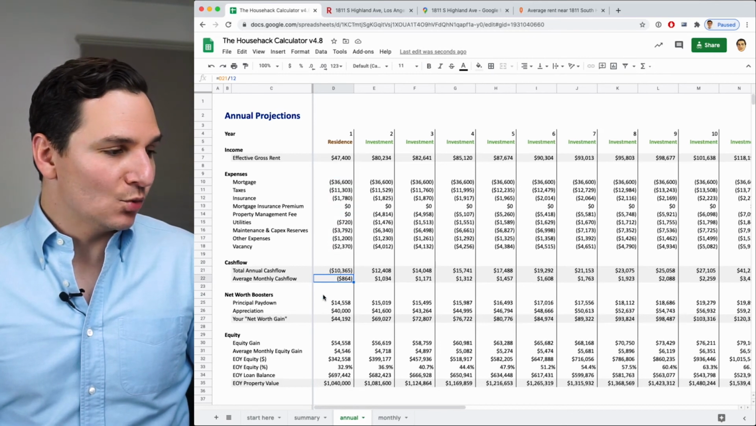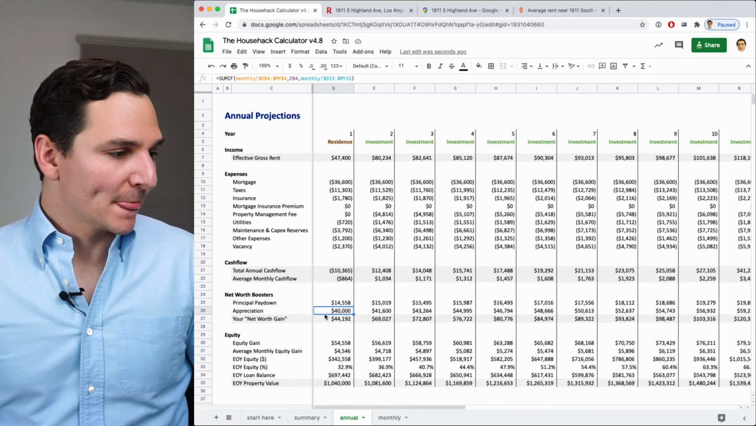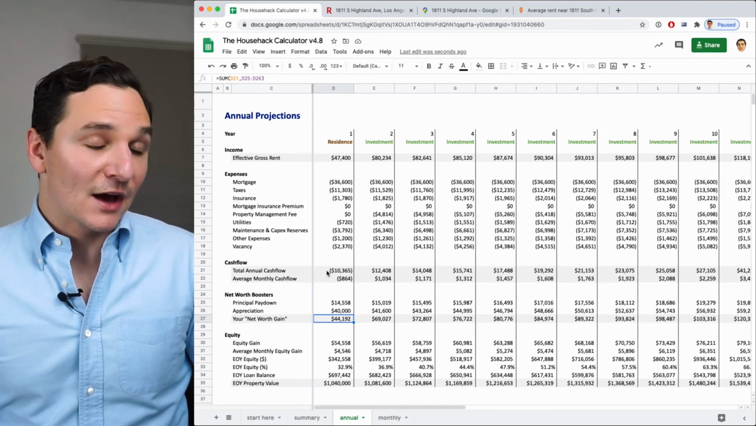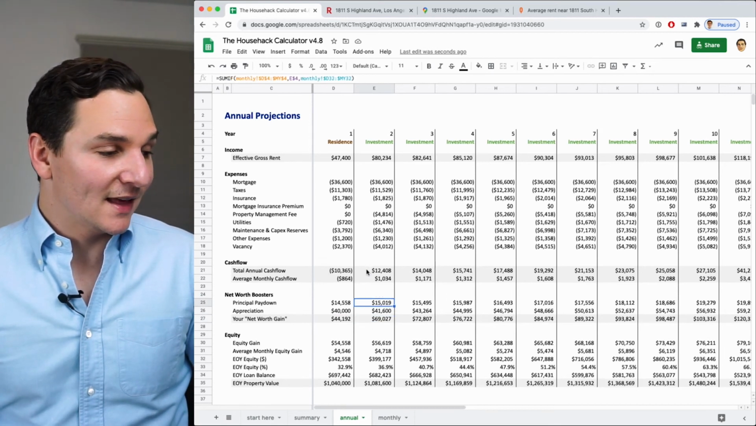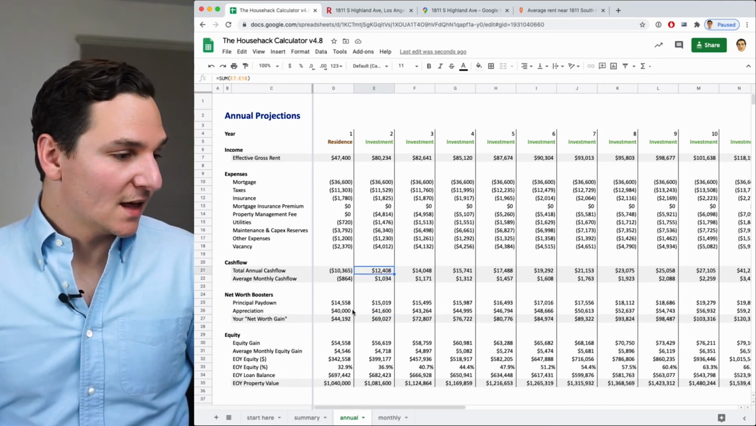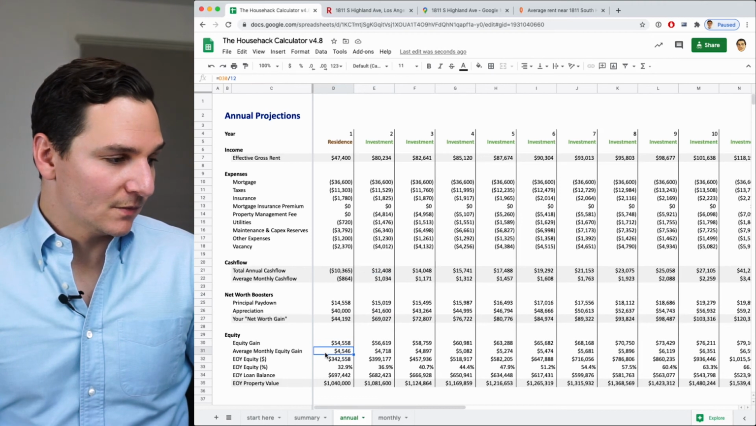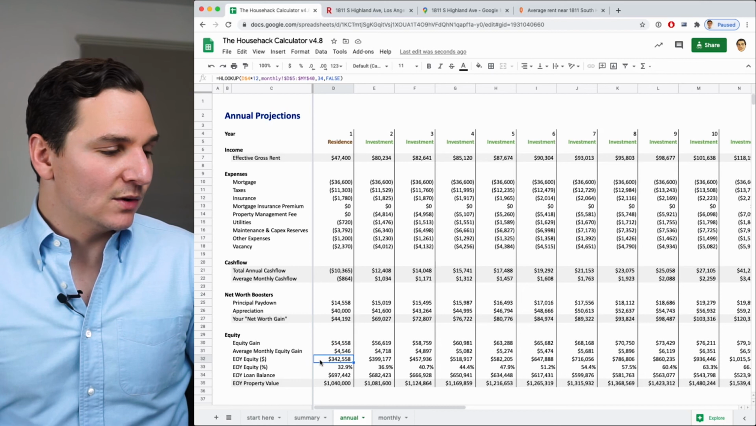Under this category of net worth boosters, we have our principal pay down for the year, our appreciation for the year, and then our net worth gain for the whole year, which is appreciation and principal pay down minus the out-of-pocket cash flow. Or in year 2, the net worth gain is the appreciation and principal pay down plus that positive cash flow. And then finally down here in the equity section, we have the equity gain for the year and the average monthly equity gain. And then EOY stands for end of year. So this is the end of year equity we have in the property.